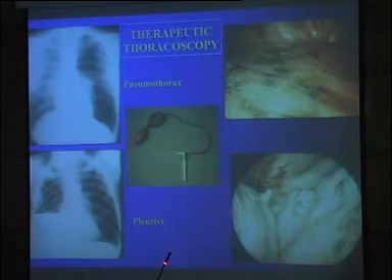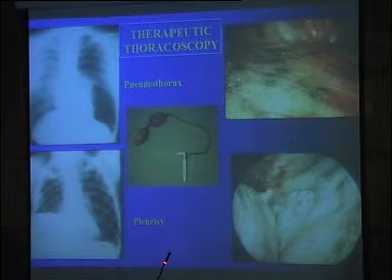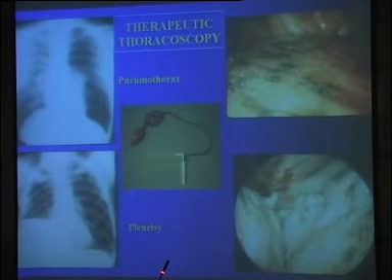The problem is that it's not expensive and nobody is interested in this. No company is interested in talc because it's 10 euros a bottle.